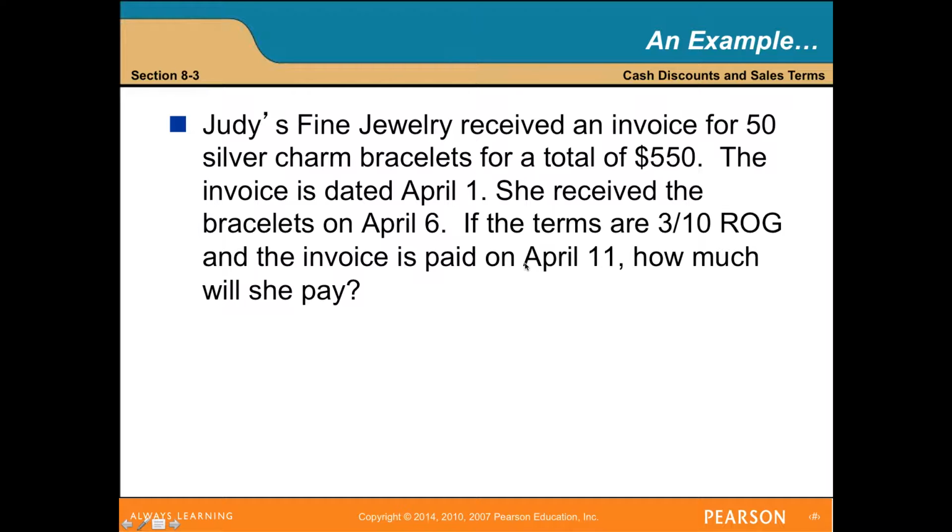So here's an example. Judy's Fine Jewelry received an invoice for 50 silver charm bracelets for a total of $550. The invoice is dated April 1st. She received the bracelets on April 6th. If the terms are 3/10 ROG and the invoice is paid on April 11th, how much will she pay? So remember, you have to pull out of here the information that's necessary and isolate the ones that are not so important. And then when you work it out, you do get it for a discount at $533.50.